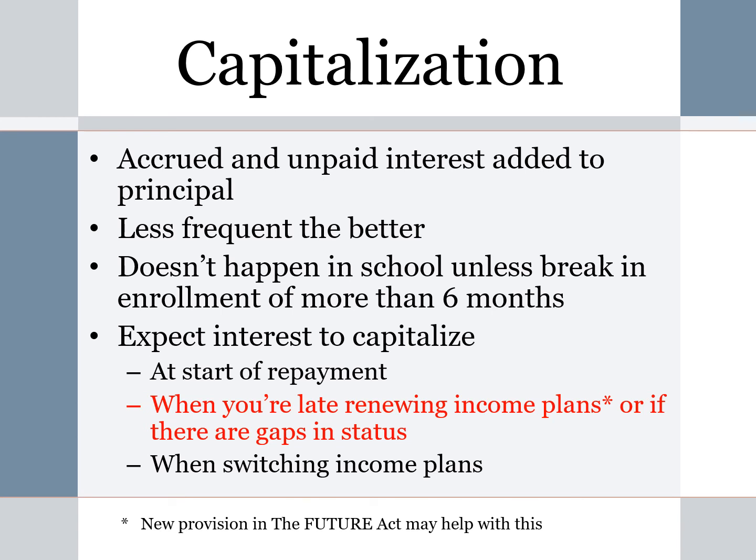A very simple example. If I loaned you $10,000 at a 10% interest rate, which is exorbitant, and I decided to capitalize annually every year, then after 1 year, you'd owe me $1,000. I would take that 1,000, add it to 10, and now your principal balance is $11,000, and that's what I'm charging interest on. So clearly, again, the less frequent this happens, the better.